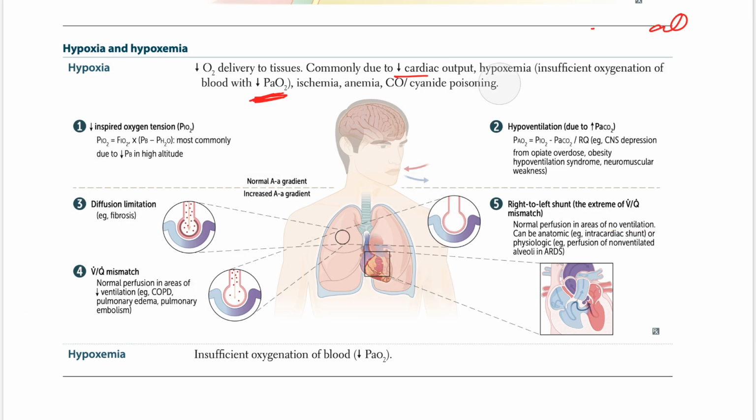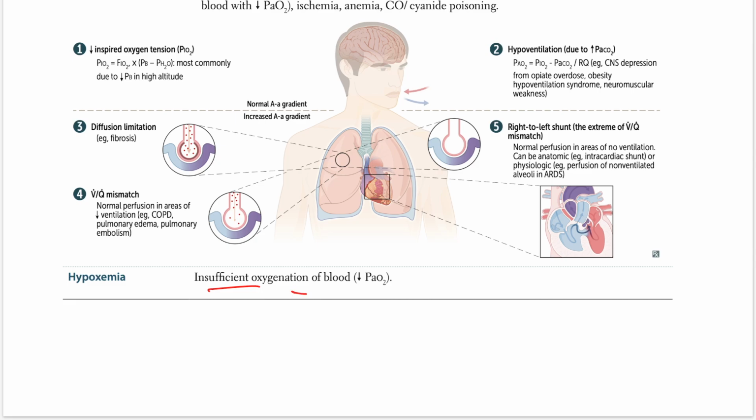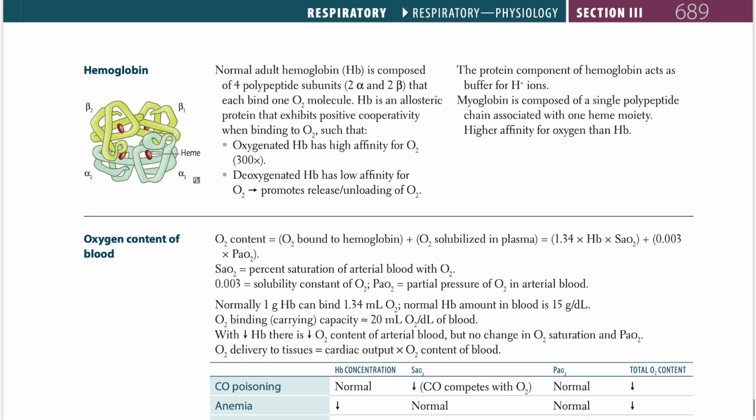And let's talk about hypoxemia now. Hypoxemia, on the other hand, is just insufficient oxygenation of blood, a decrease in PaO2. Okay, that's all for that topic. Let's talk about hemoglobin.